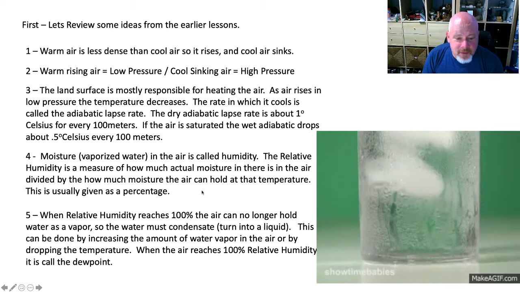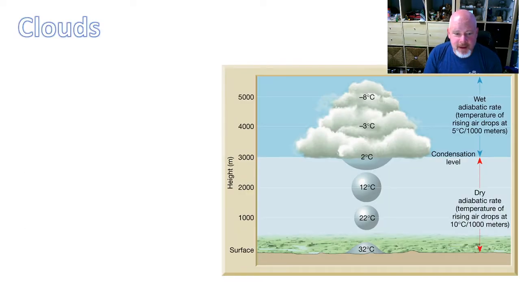So when relative humidity reaches 100% in the air, it can no longer hold it as water vapor. It must condense, turning that water vapor into liquid water. This is a magic point. We talked about this in the last video. This magic point, in which we reach 100% relative humidity or saturation, is called the dew point. Okay, so that's enough review. Let's move ahead a little bit and talk about clouds.